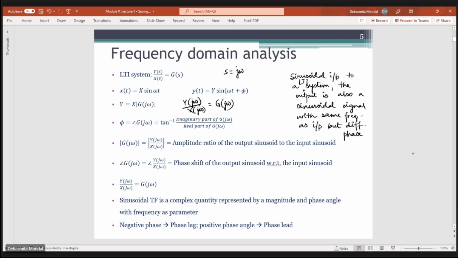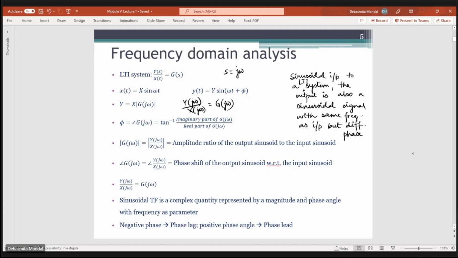So for the magnitude, you can write Y is equal to X times the magnitude of G(j omega), and the phase phi will be equal to the angle of G(j omega). Since the input has zero phase, the output phase angle phi will be nothing but the phase angle of this transfer function. So that will be equal to tan inverse of the imaginary component of G(j omega) divided by the real part of G(j omega).